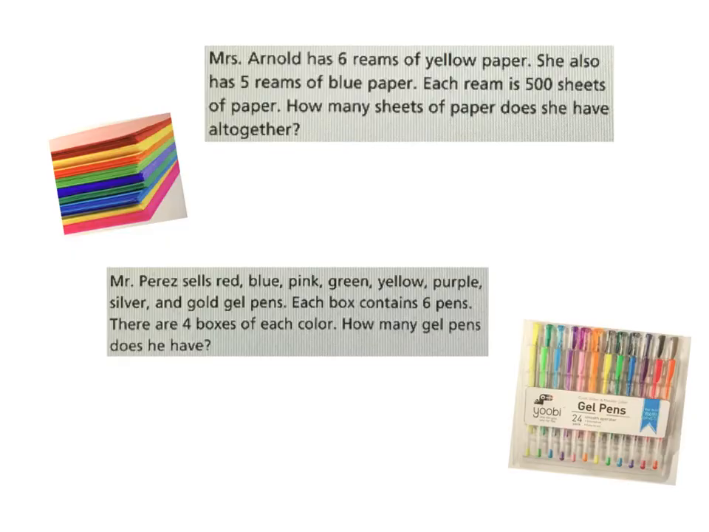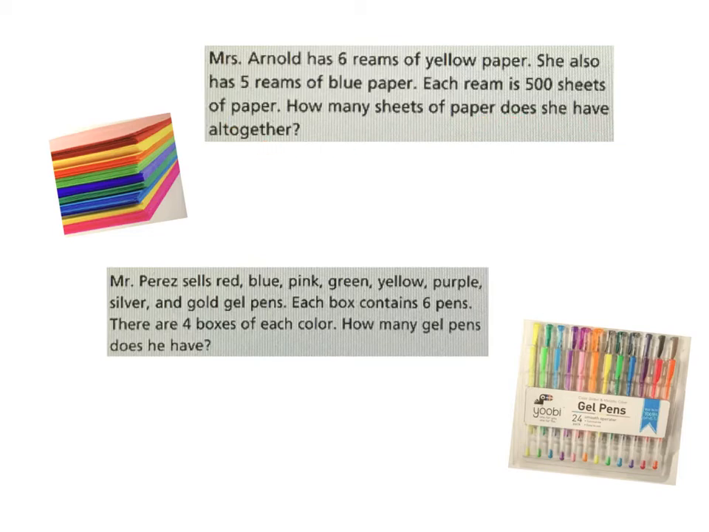I have a few more examples to show you, and then it will be your turn to try these multi-step word problems. Up top it says Mrs. Arnold has 6 reams of yellow paper. She also has 5 reams of yellow paper. Oh, oops, blue paper. Goodness gracious. Each ream is 500 sheets of paper. How many sheets of paper does she have all together?